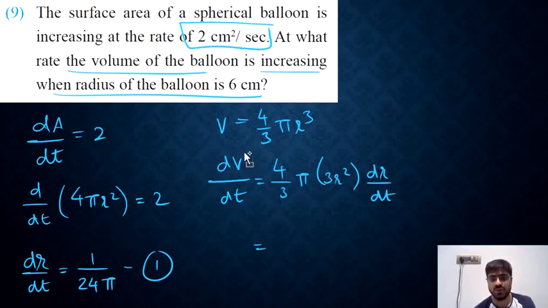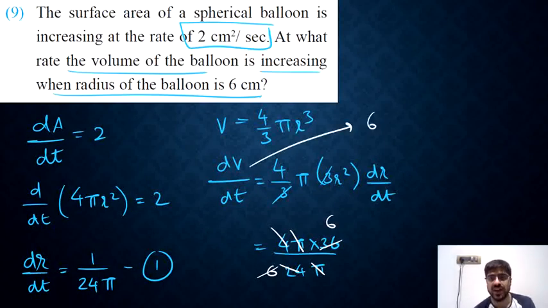So the rate of increase of volume: the 3 gets cancelled here and here, leaving 4 into pi into r square. R is 6, so r square will be 36. So 4 pi into 36 into dr by dt, which is 1 upon 24 pi. The 4 cancels into 24 giving you a 6, pi and pi get cancelled, and 6 gets cancelled with 36 giving you a 6.